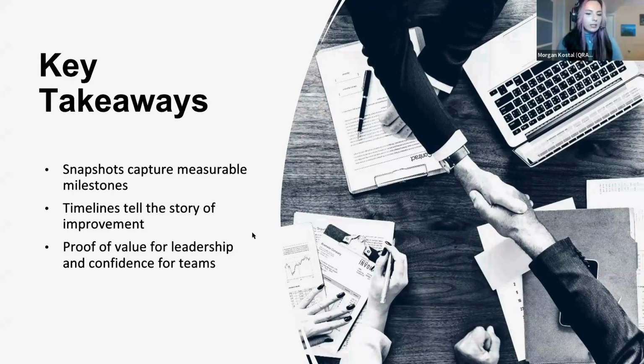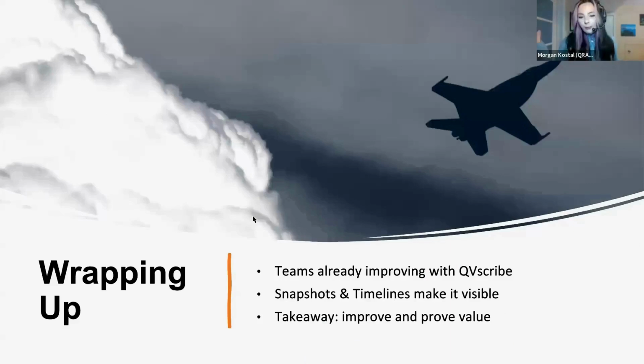To wrap things up, I want to bring it back to that bigger picture. Teams are already improving the quality of their requirements with QVscribe. That's great. Snapshots and timelines just take that progress and make it visible. They transform the invisible effort into visible results, making it easier to track progress, communicate value, and build trust across the projects. If there's one big takeaway you can take away from today, QVscribe doesn't just help you improve requirements, it helps you prove the value and impact of your work.